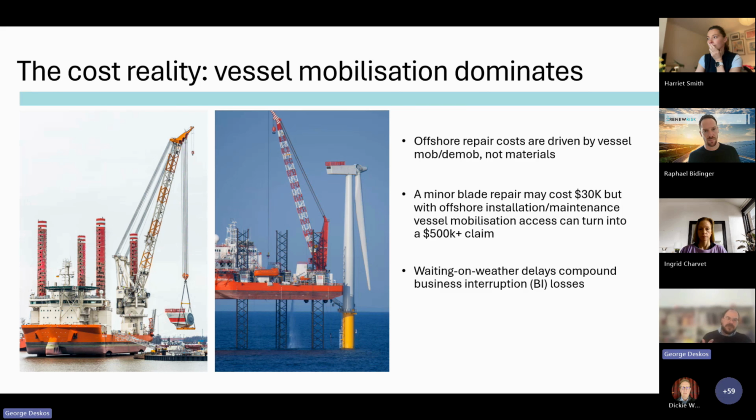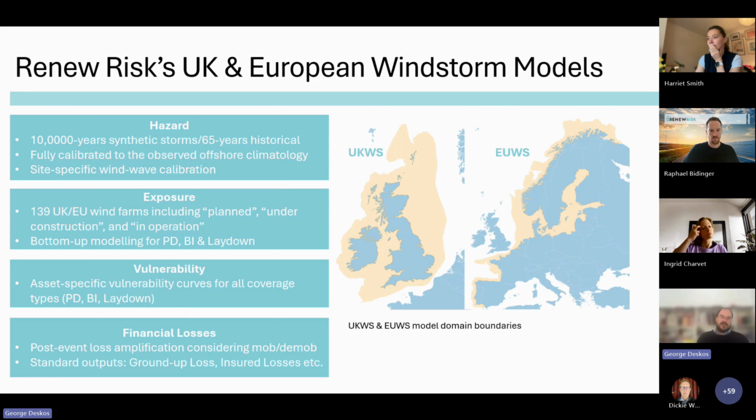So how do Renew Risk's UK and European windstorm models address this gap? First and foremost, we have generated a hazard model which is purely offshore. We have 10,000 years of synthetic storms plus 65 years of historical. The model is fully calibrated to the observed offshore climatology. That means we're using offshore data, both numerical data, let's say from ERA5 and ERA3, as well as anemometer data where available. And then we also have a site-specific wind-wave calibration.